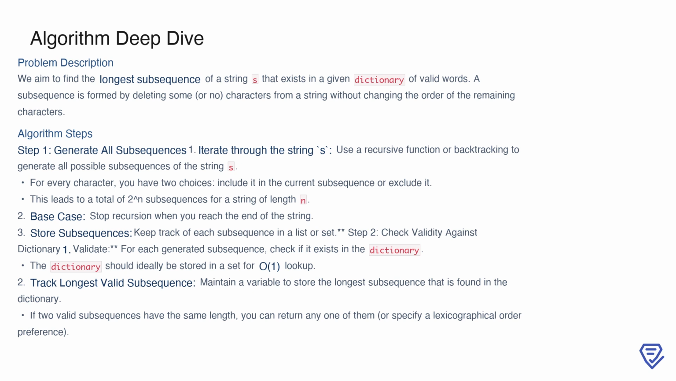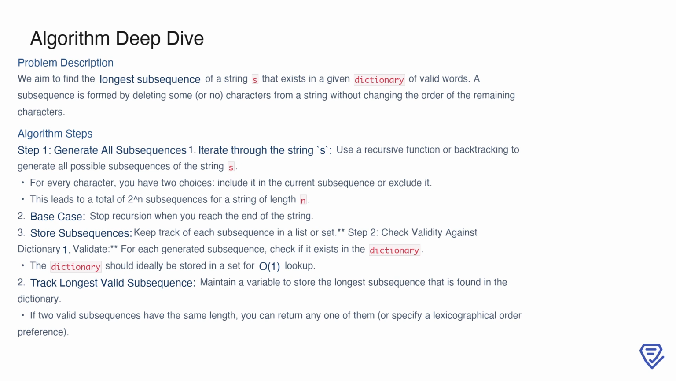Once we've generated all subsequences, we stop recursion when we reach the end of the string. These subsequences can be stored in a list or set. Next, we validate these subsequences against the dictionary. By storing the dictionary in a set, we can perform O(1) lookups for each subsequence. As we validate, we track the longest valid subsequence found in the dictionary.